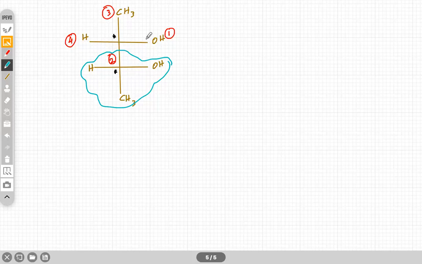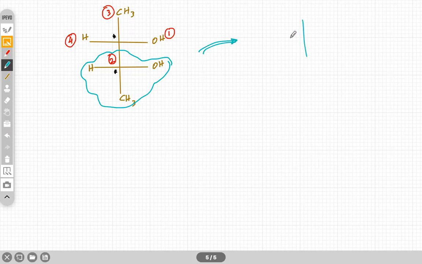Okay, so we have to go from 1 to 3 via 2, correct? So we'll go from 1 to 3 via 2, and this is clockwise. Is it clockwise? Can we do that? No, we cannot do this. Why? Because the least priority group is not on the bottom of the vertical line, right? So what we'll do, we'll exchange the position of these two. So quickly, if I do this exchange here, then what we get, you see.